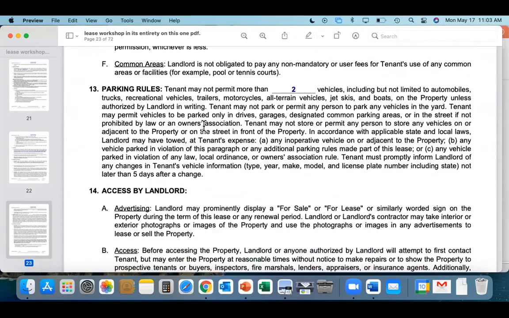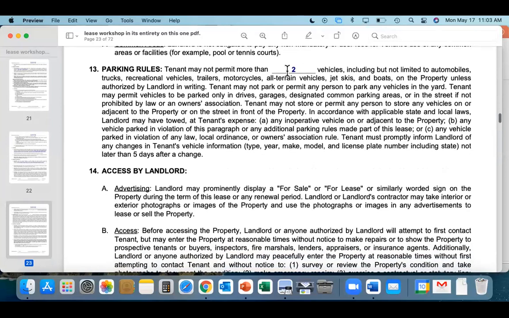This paragraph is the parking rules paragraph. This is really helpful if you're a listing agent for the landlord and he really wants to restrict the amount of people or occupants in the house. This is a great paragraph to do that. If you put in 3-4 vehicles, then you know in your mind that's 3-4 adults with cars. And so if he's looking to restrict occupants in a house, this is a good paragraph to do that.